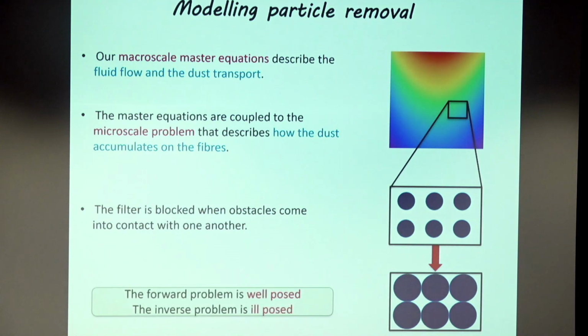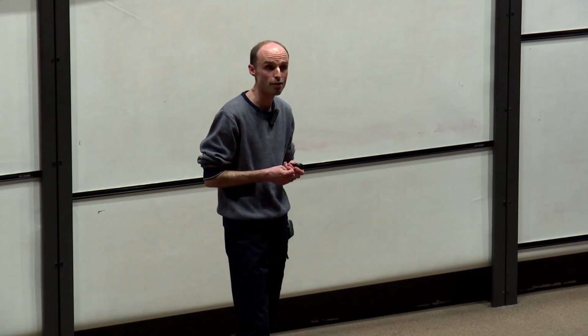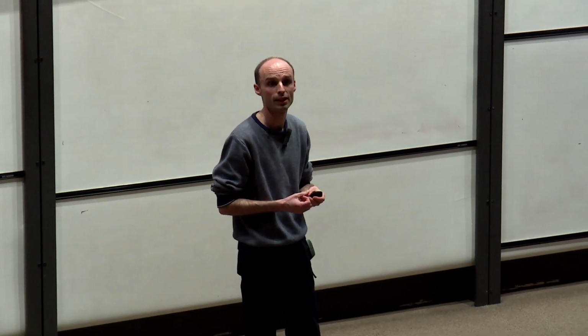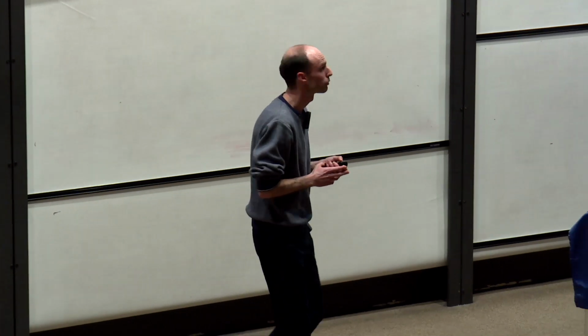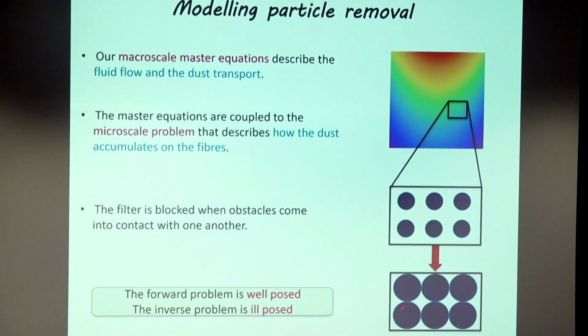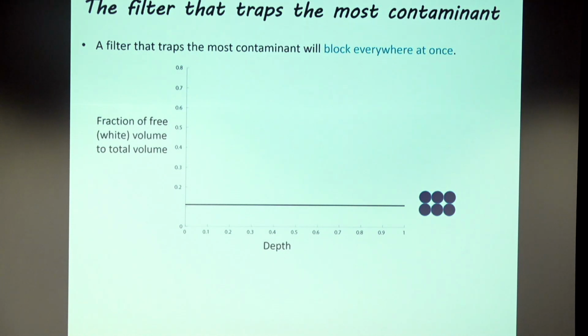Here we have our green box again that we're becoming quite familiar with now. The forward problem is well posed. I give you a filter, I say this is your dust concentration, you can run it, you can see where the dust will stay. If I gave you a filter, you would not be able to tell me how this filter got into this current state. But that's what we want. We want to say, here we have a filter that is blocked everywhere at once. How should I run this backwards? What filter should I have started with to end up with this? So, this is what we want.